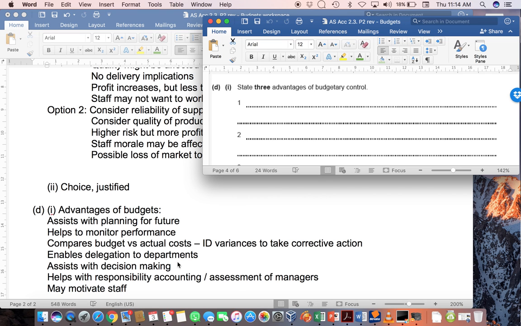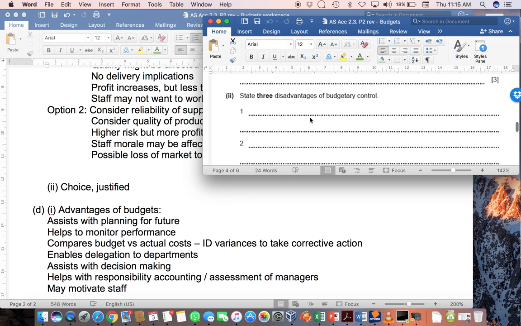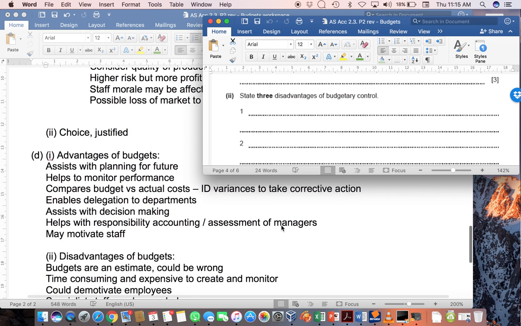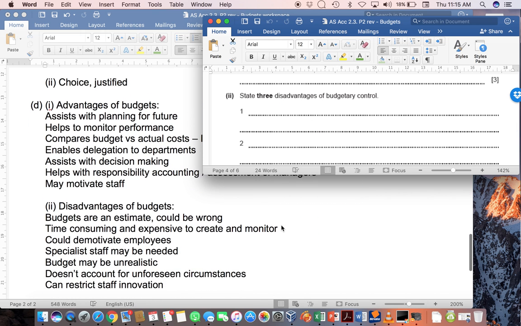You're able to delegate certain decisions and cost adjustments to the different departments and make them responsible for what they are spending. It helps you with your decision making and deciding what course of action you need to take. It also helps with responsibility accounting, or making sure that the managers are able to actually take responsibility for their own departments and you're able to assess them accordingly. It can also motivate staff.